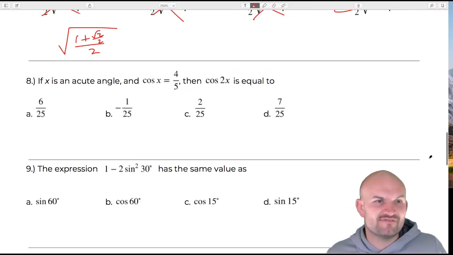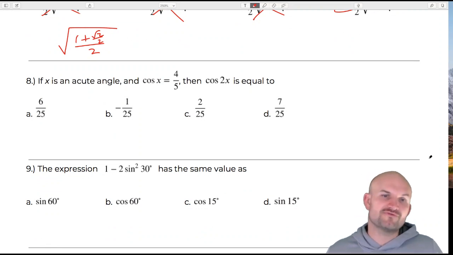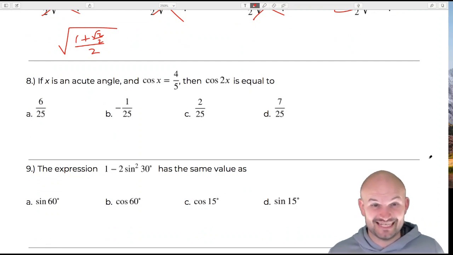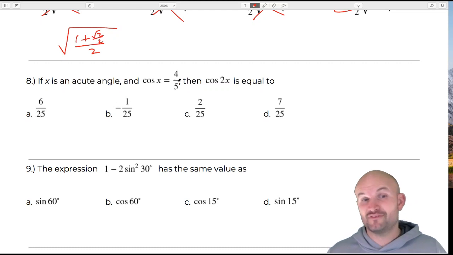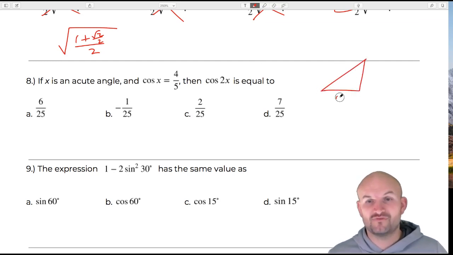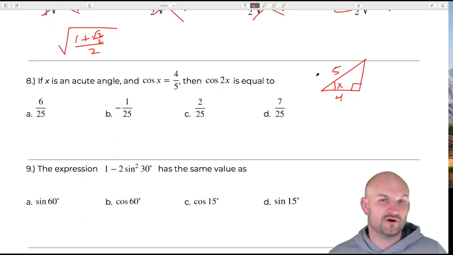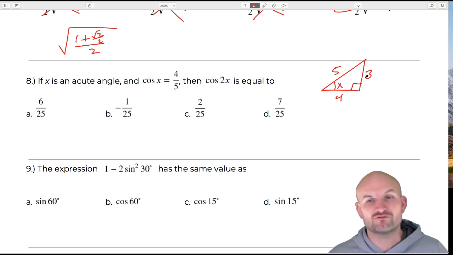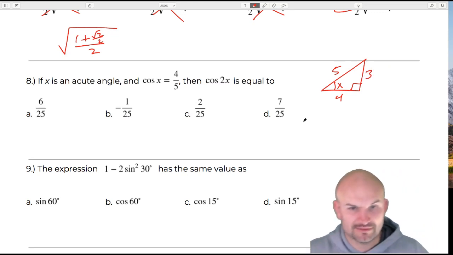The next one is: if x is an acute angle and cosine is 4/5, then cosine of 2x is. So again, we need to figure out the sign. This does not give us any other restrictions. So therefore, we're just going to assume that this is a triangle in space, where this is 4 and that's 5. So therefore, that's x. Therefore, we'd use the Pythagorean identity or triple. You can say that's going to be 3.